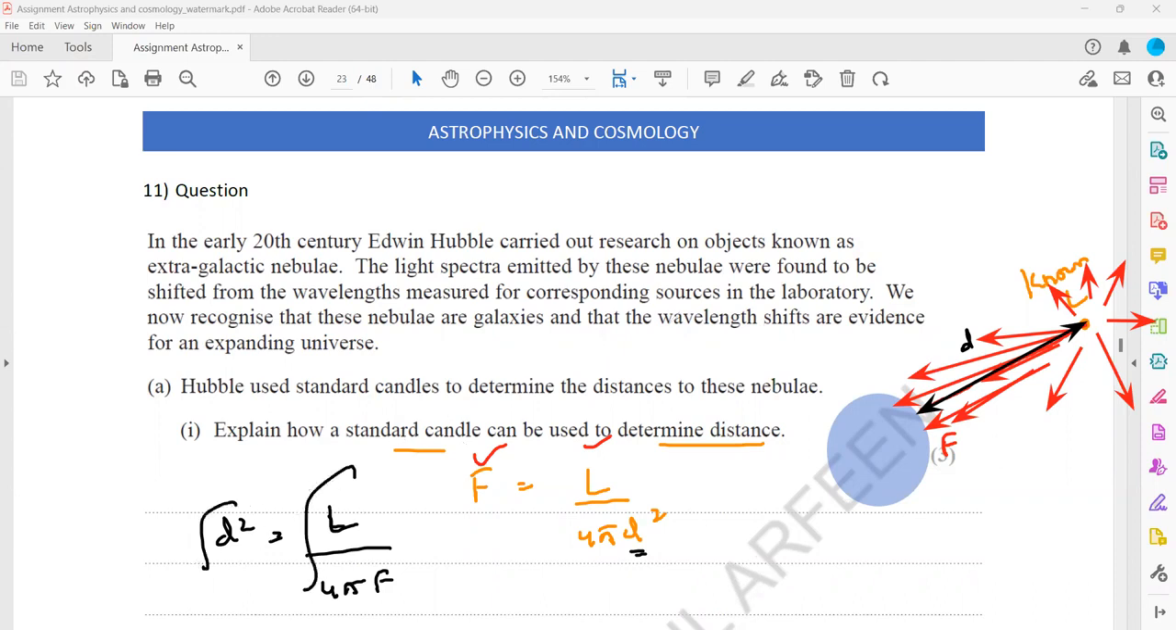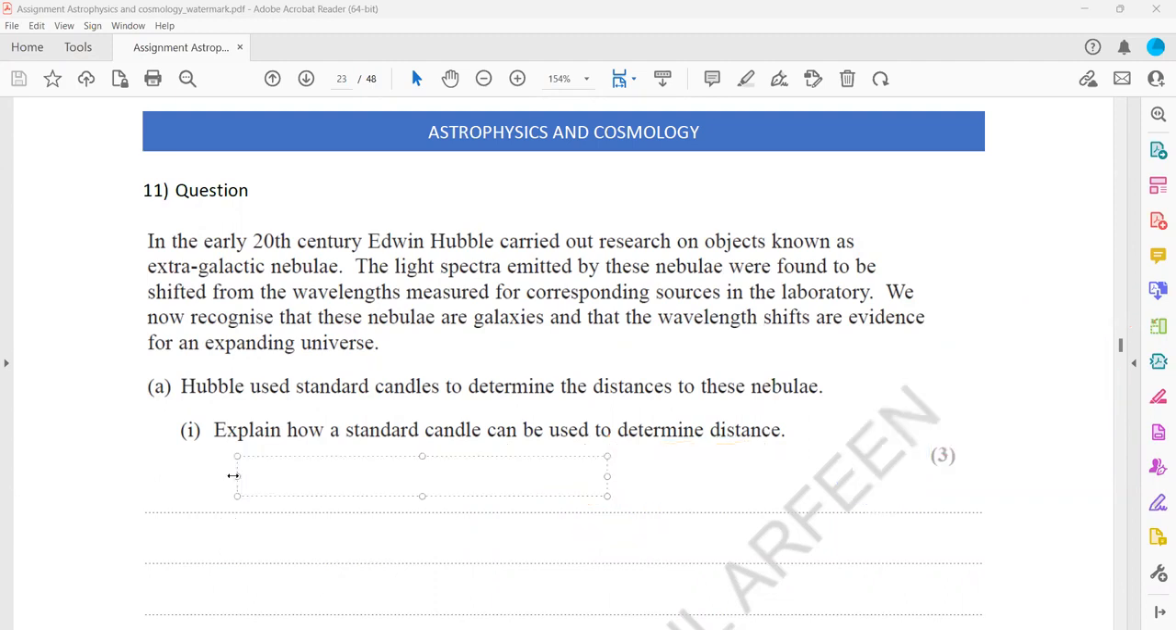So how to write such answers: in this answer, you will mention how a standard candle can be used to determine the distance. The first point, which scores the mark, is that you will mention a stellar object with a known luminosity. So the standard candle is an object of known luminosity.